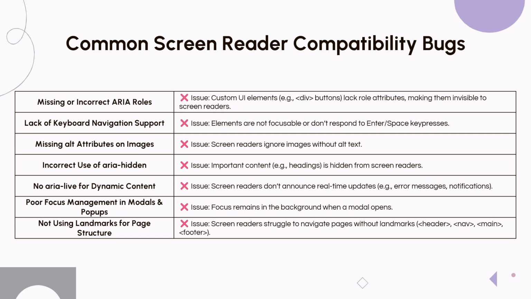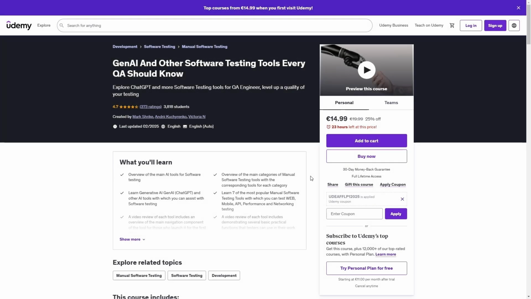accessibility problems. Of course, these are just a few examples. There are many more potential issues to consider. You can also explore the table of common screen reader compatibility bugs displayed on the screen for a broader understanding. As you understand, effective accessibility testing requires specialized tools.